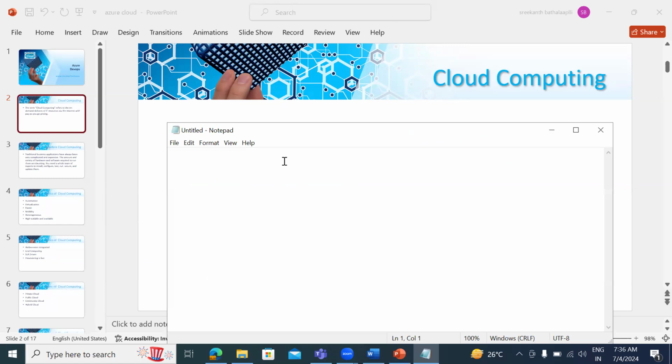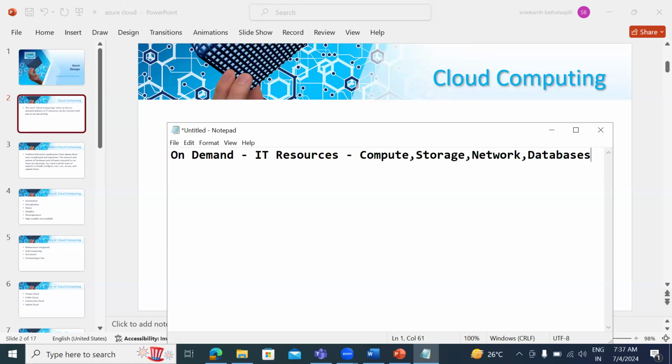Okay. If the term cloud refers to on demand, what is the meaning of on demand? You don't need to provision beforehand. Whenever we want, we are going to get it. What are the IT resources we have? It may be compute, storage, networking, or databases, a lot of things. Whatever we have in software, like data warehousing, AI kind of solutions, analytics, everything we are going to get.